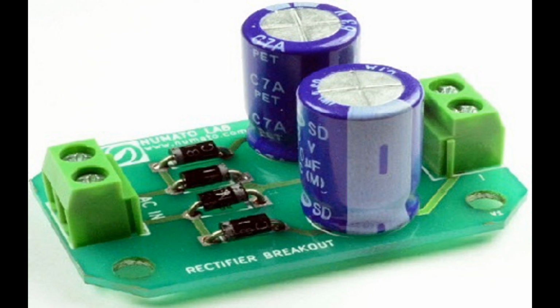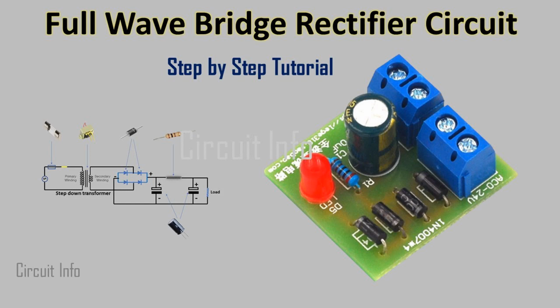In summary, while bridge rectifiers themselves are not integral to the audio amplification process, they play a vital role in providing the necessary DC power supply for the amplifier circuitry to function properly. Proper power supply design, including rectification and filtering, is essential for achieving high-quality audio performance in audio amplifier systems.